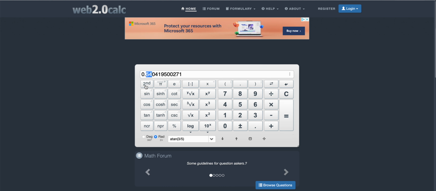So this is how we're going to solve for those two different areas based on using this technology and using the unit circle.